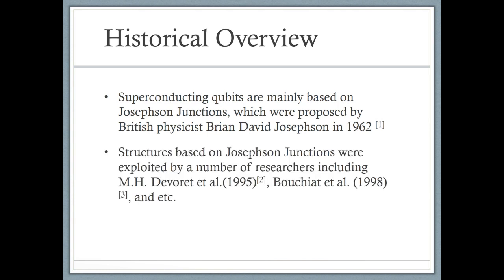Since then, structures based on Josephson junctions were exploited by a number of researchers, including Dr. Devoret and Dr. Schoelkopf, as early as the 1990s. However, superconducting qubits were not practical until 2007, when Yale scientists proposed a structure called the transmon. And since then, improvements to the transmon became a very hot research topic.